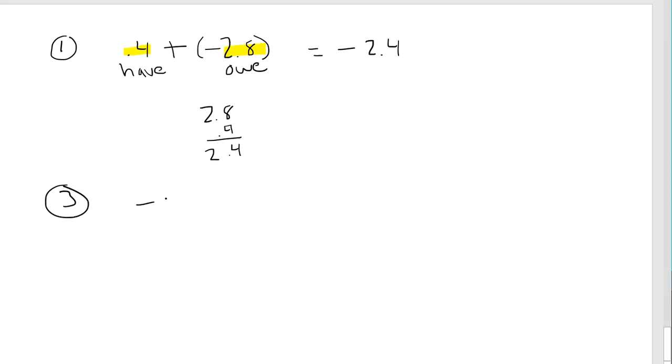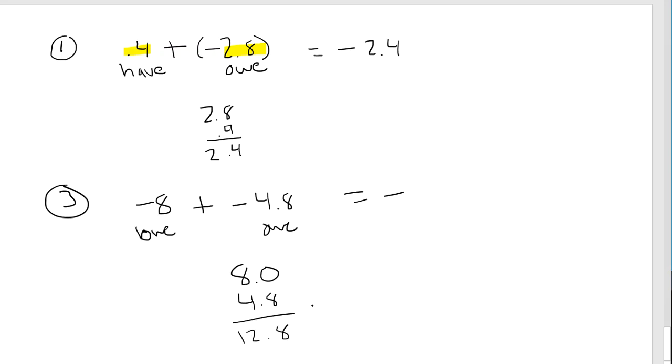Okay, let's go ahead and look at number 3. Number 3 says negative 8 plus negative 4.8. Okay, so on this one, we owe $8 and we owe $4.8. So you guys, if you owe and then you owe more, okay, anytime you have two negatives, you're always going to end up with a negative answer, because if you owe and then you owe more, you're going to owe a bigger amount. Okay, and then to figure out how much you owe, you add these two together. So the 8.0 would get added with the 4.8, and that would be 12.8.